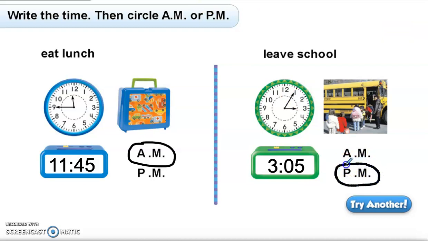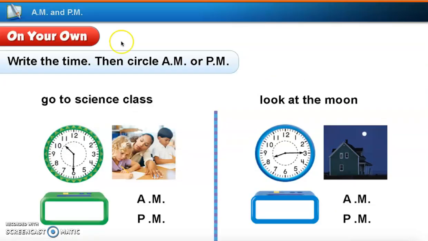So if you're leaving school at 3:05, you are leaving school at 3:05 p.m. Again, 3:05 a.m. would be really early in the morning, 3 hours and 5 minutes after midnight. So you would definitely not be leaving school that early in the morning. You wouldn't have even gotten to school yet at that point. So 3:05 p.m. is an appropriate time for when you would be leaving school. Okay? Write the time and circle AM or PM.